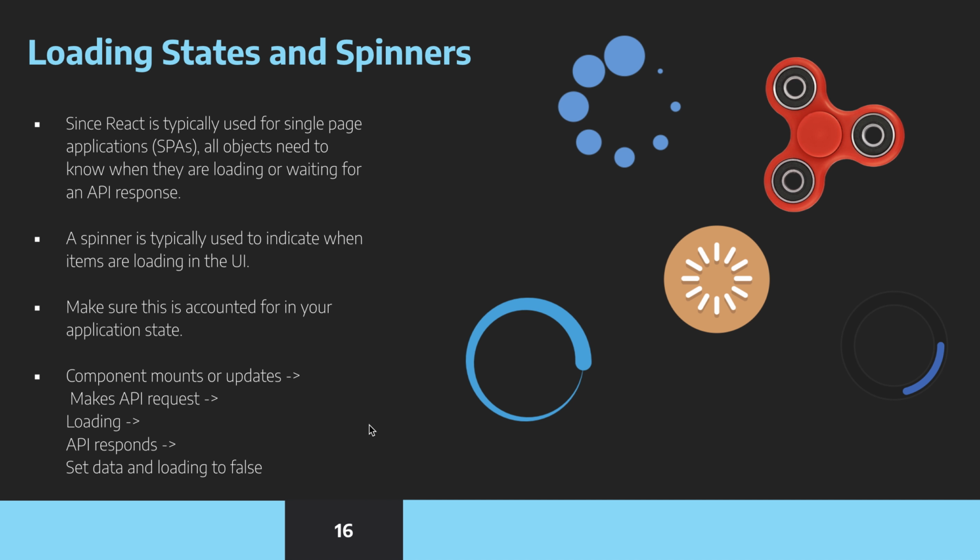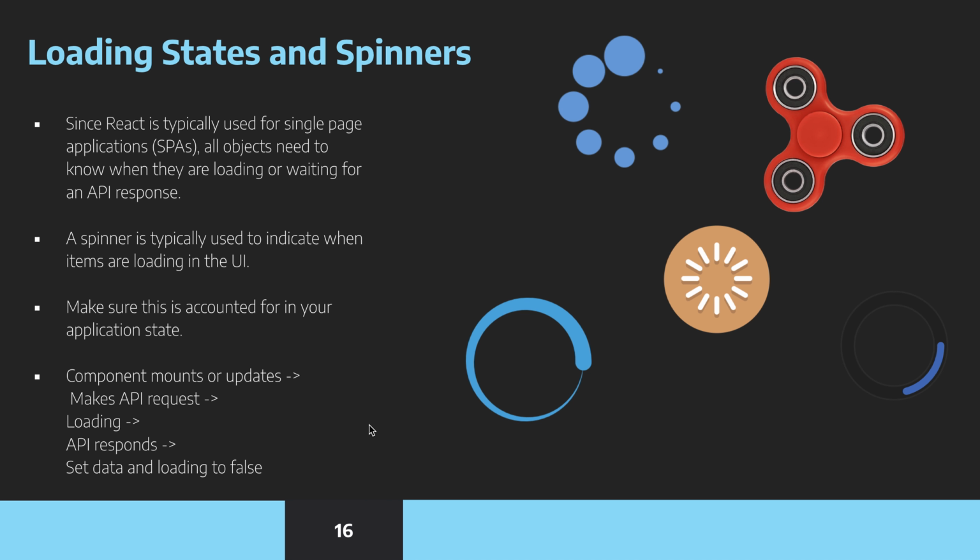So another topic that's important for single page applications is loading states and spinners. Since React is typically used for single page applications, all objects need to know when they're loading or waiting for an API response. So a spinner is typically used to indicate when items are loading in the UI, and you need to make sure that this is accounted for in your application state.